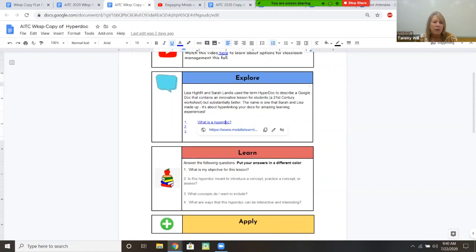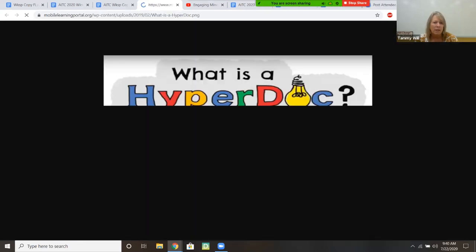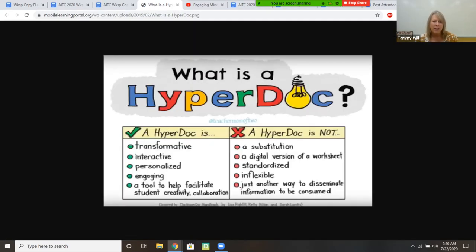So the question says, what is a HyperDoc? This is just kind of a quick look at, so what is it? It's not a substitution. It's not a digital version of a worksheet. The thing about it is you can make it as interactive as you want it. You can make it as personalized as you want it to your classroom. And it definitely is engaging and facilitates creativity with your students.